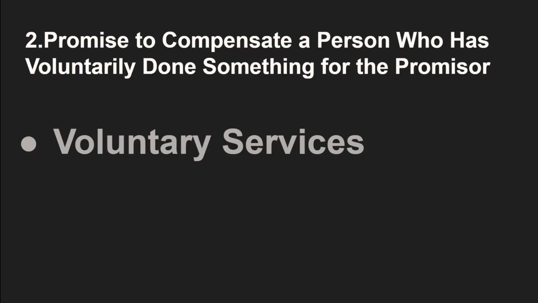Now, the second point is a promise to compensate a person who has voluntarily done something for the promiser. I always quote the example of my PhD supervisor. I was not able to compensate my professor when I completed my PhD with a university scholarship. It is not compulsory to compensate the PhD supervisor, but usually we will give something. So after I started working, I went and met him with a check. But sir refused, saying that you have to be a good teacher. You don't have to give me anything.